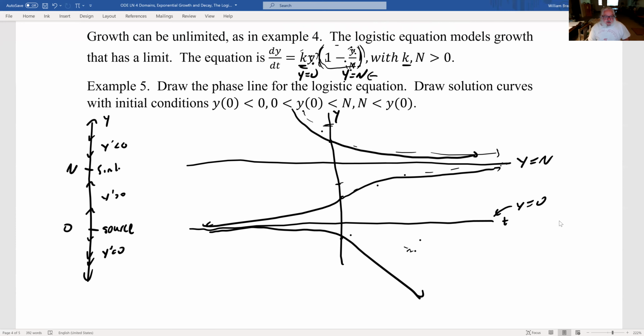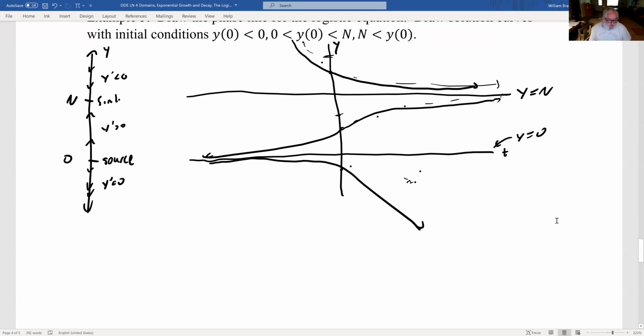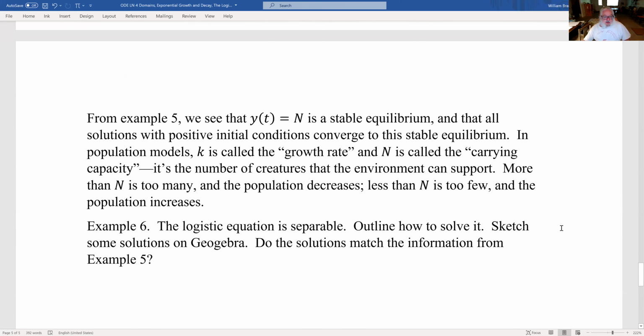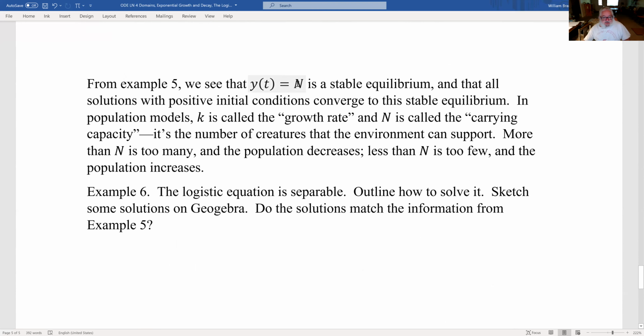So, there's our logistic equation. One thing to note is that the logistic equation is dy/dt equals ky minus ky squared over n. There's that y squared term, and so that's going to screw up some of our domains. So y equals n is a stable equilibrium. All solutions with positive initial conditions will converge to that.